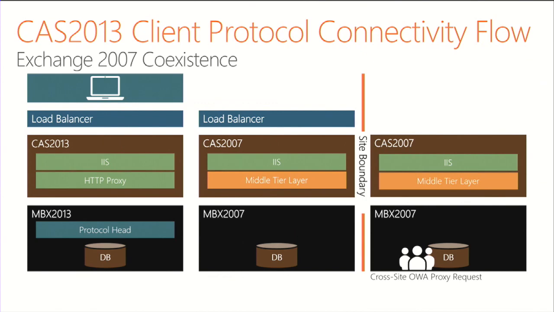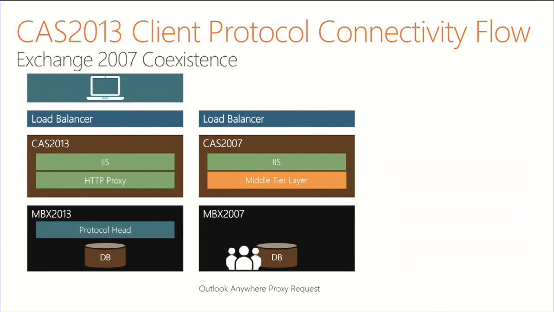If I need to proxy a request cross-site for OWA, I'm going to redirect to that Exchange 2007 infrastructure through the legacy namespace. It will proxy the request to the target Active Directory site to the target CAS 2007 infrastructure. If I'm Outlook Anywhere, I'm going to proxy the request through the CAS 2013 infrastructure.